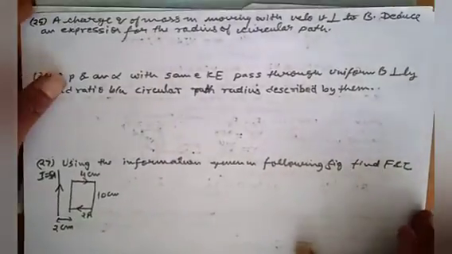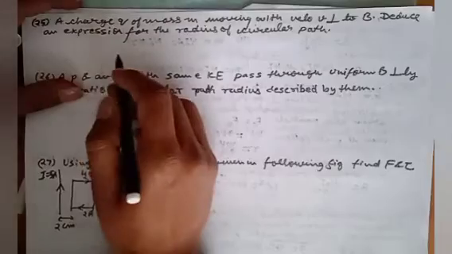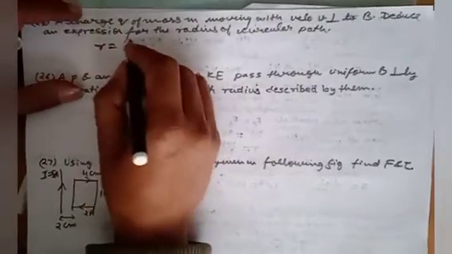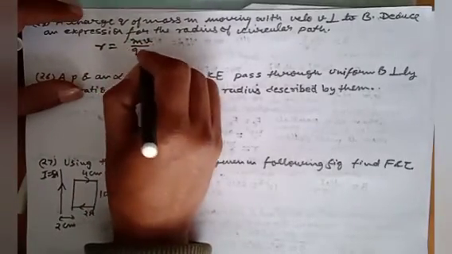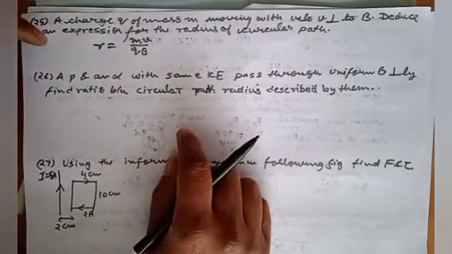Okay, next, a charge q of mass m moving with velocity v perpendicular to magnetic field B. Deduce the expression for the radius of the circular path. I did it earlier, so I'm directly writing it here, mv upon qB. You can go back and watch that video in which proton and neutron were given. That is how we derive this expression.